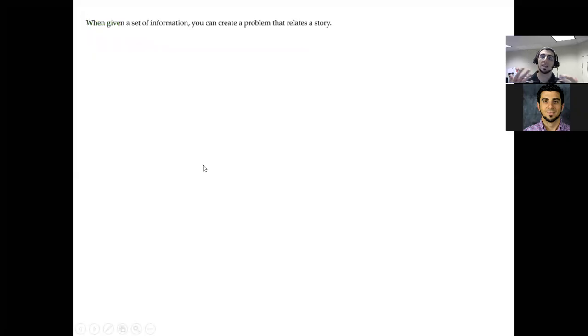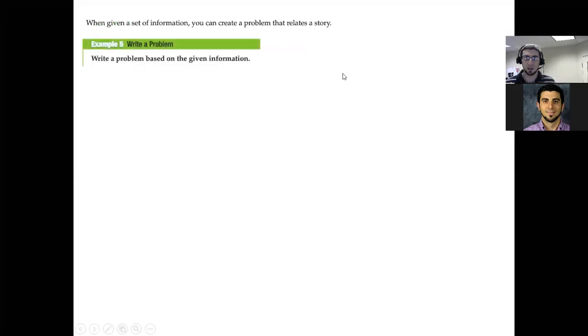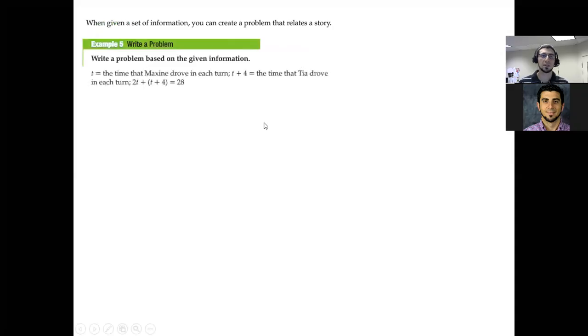Alrighty, when given a set of information, you can create a problem that relates a story. So if you have some information, you can write your own word problem essentially from that. So let's write a problem based on this information. t equals the time that Maxine drove in each turn. t plus 4 equals the time that Tia drove in each turn. 2t plus the quantity t plus 4 equals 28. What would that mean with the setup that you were given?